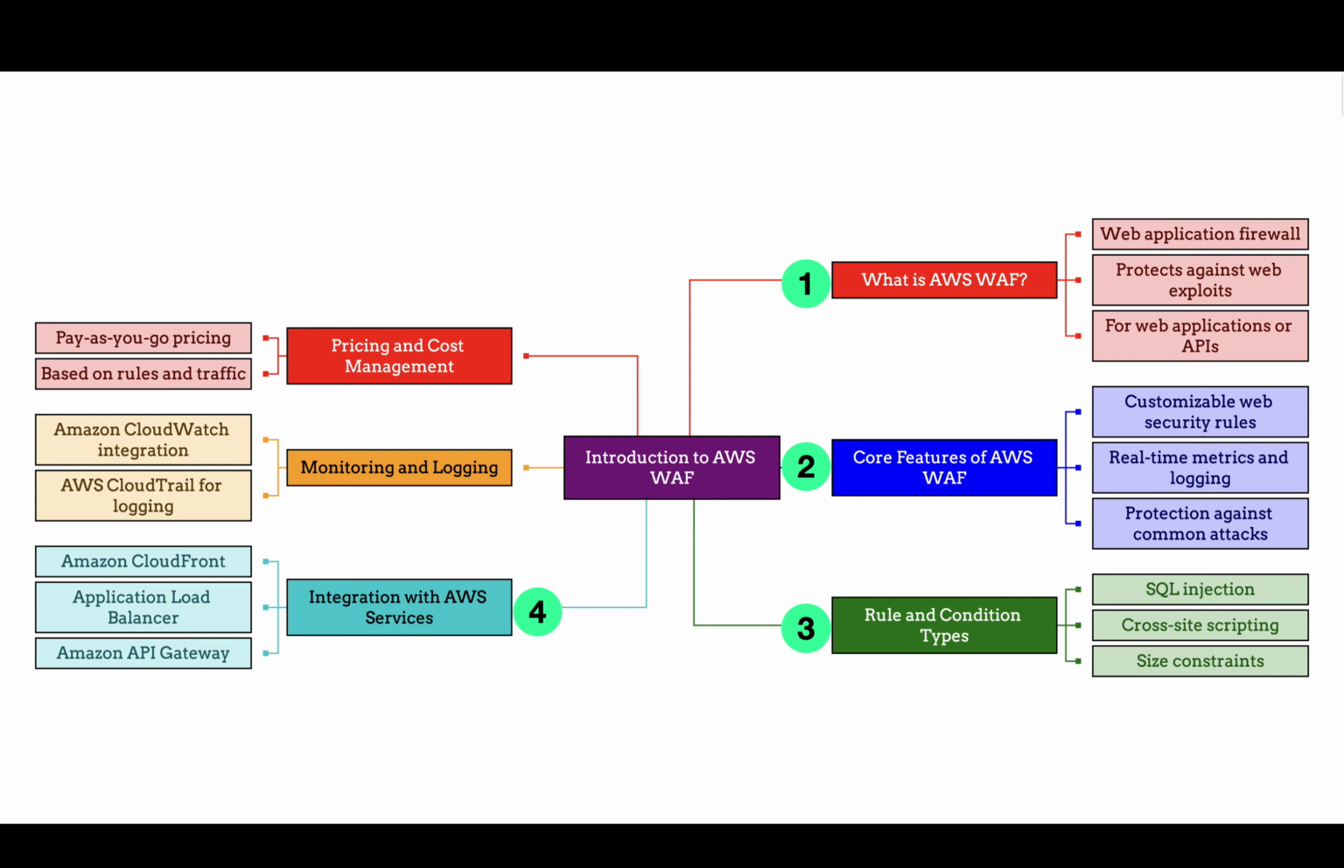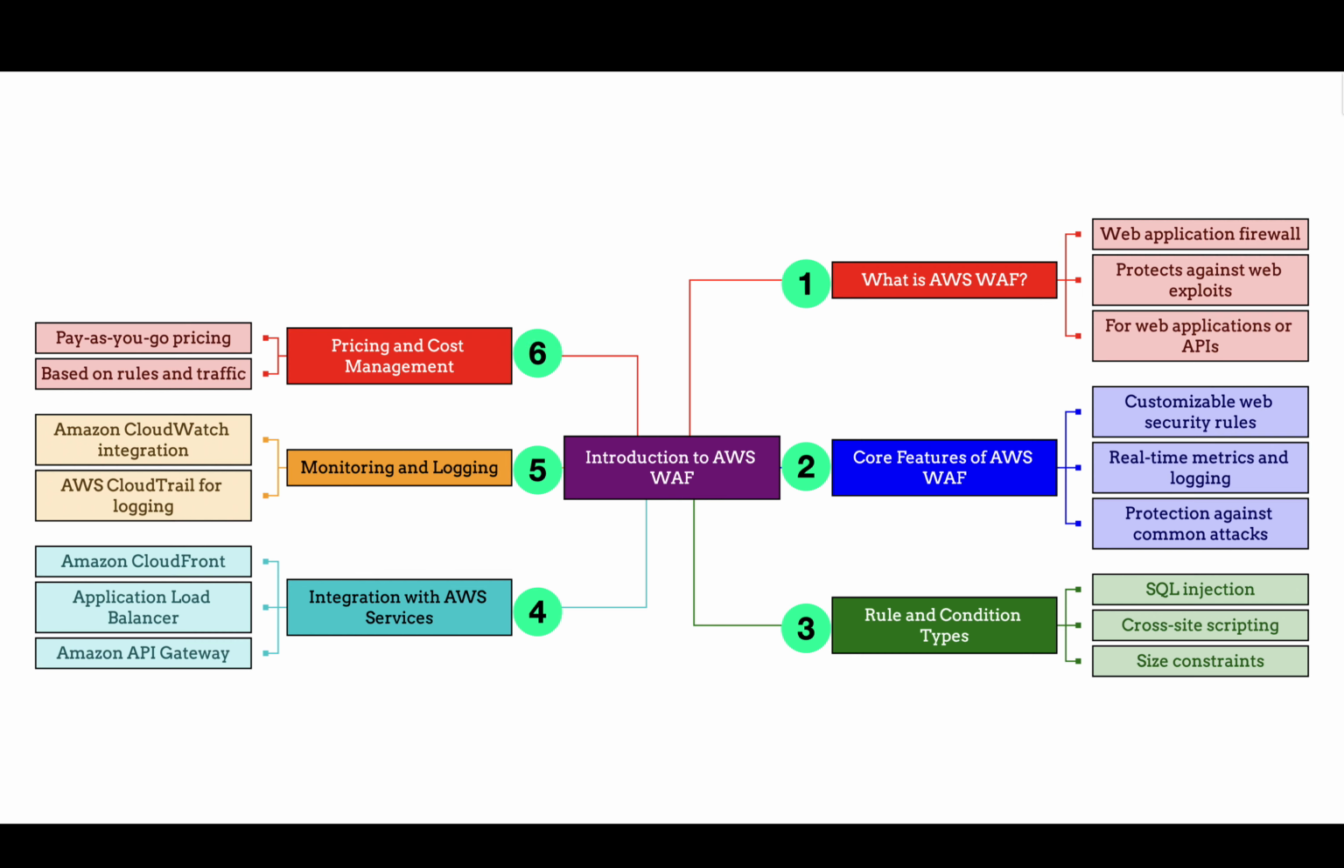4. Integration with AWS services. Seamlessly integrates with services like Amazon CloudFront, Application Load Balancer, and Amazon API Gateway. 5. Monitoring and logging. Integration with Amazon CloudWatch for monitoring and AWS CloudTrail for logging WAF activities.